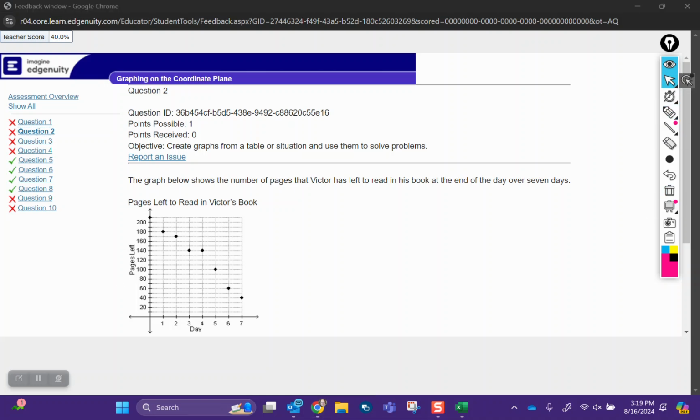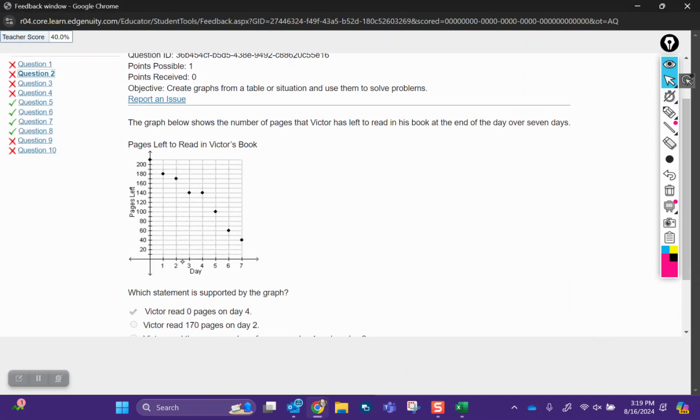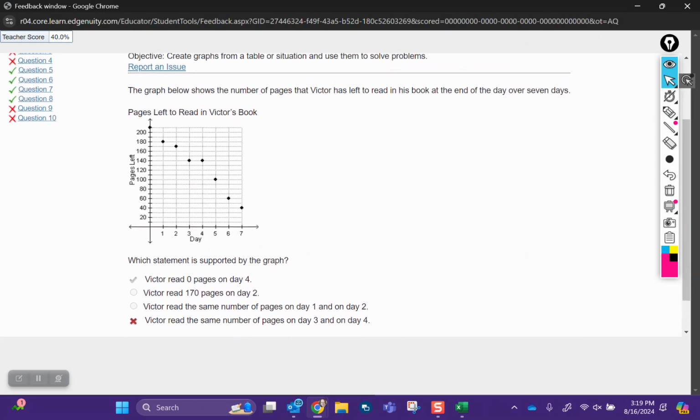And this example says, the graph below shows the number of pages that Victor has left to read in his book at the end of the day over 7 days. So as the days go on, the number of pages he has to read go down because he's reading. Which statement is supported by the graph?